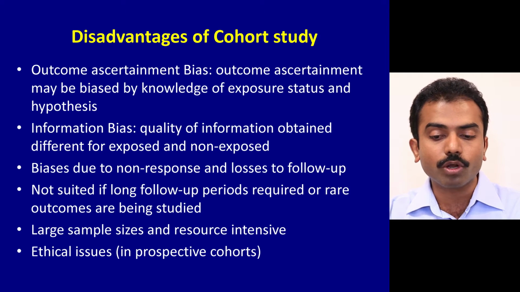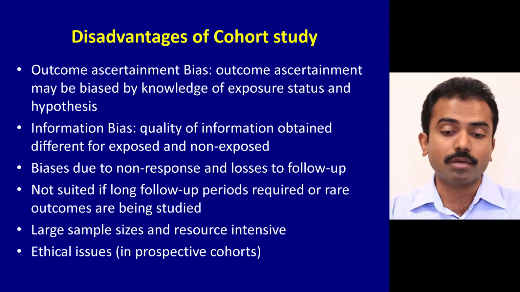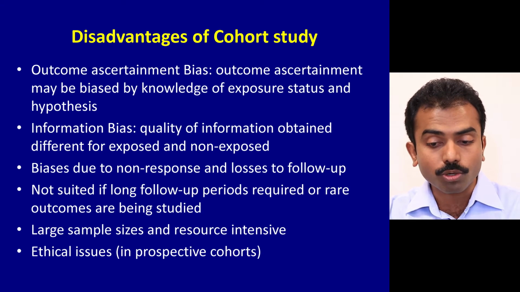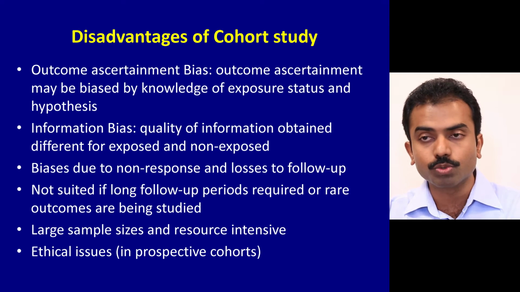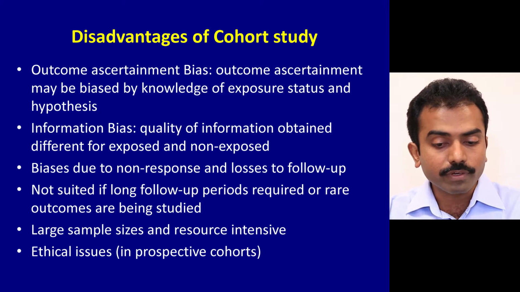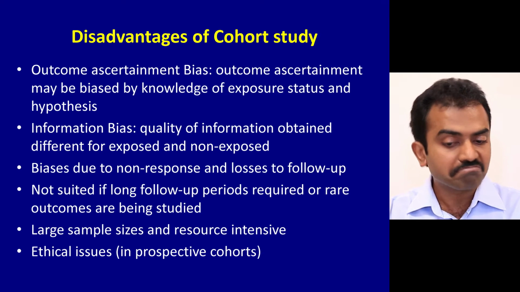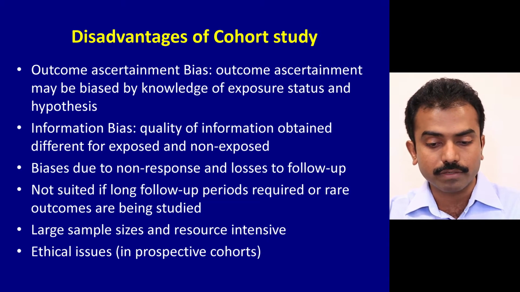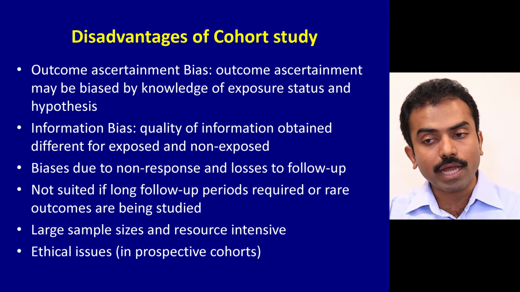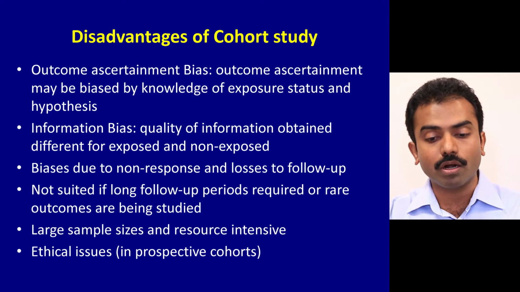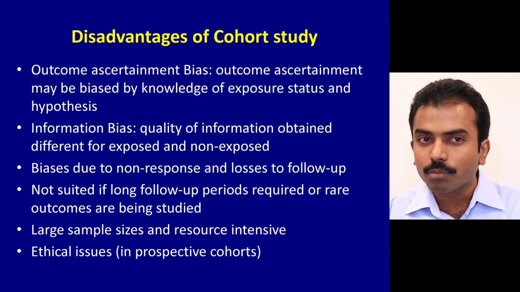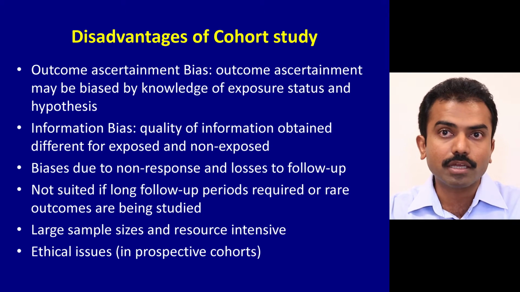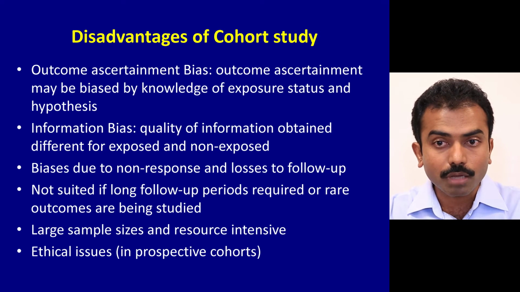So clearly, if long follow-up periods are required, or if there are rare outcomes to be studied, which means that you have to put together a large cohort to even see a few outcomes, then probably a cohort study is not the best design. You must choose another alternative. And often we find in cohort studies large sample sizes and they are pretty expensive and resource intensive. And quite often we also see that there are some ethical issues, especially in prospective cohorts. Quite often we find that we begin with the cohort study and a year down the line we have information coming from other studies which clearly indicate that probably this exposure is a risk factor. And then there are ethical issues. Do you continue with the cohort? Do you inform people about the risks of this exposure?